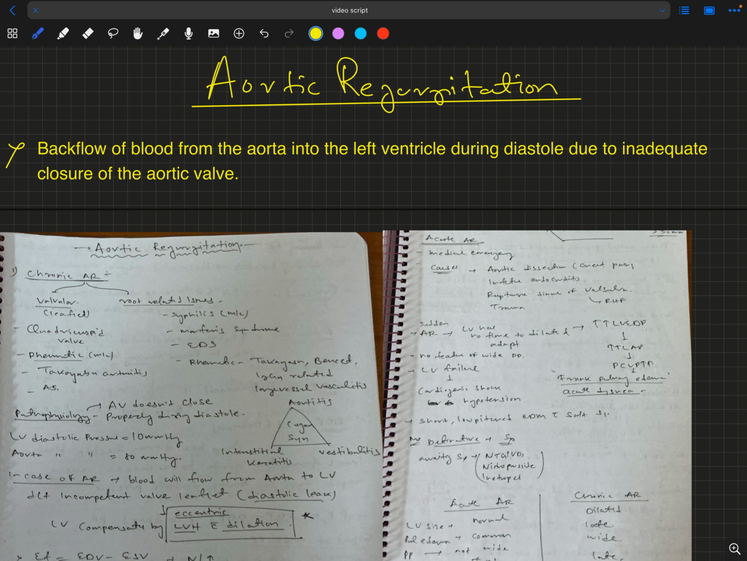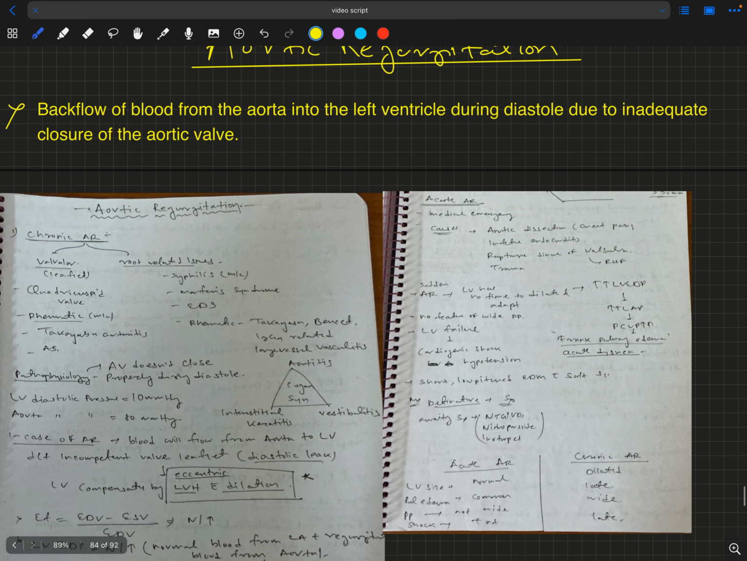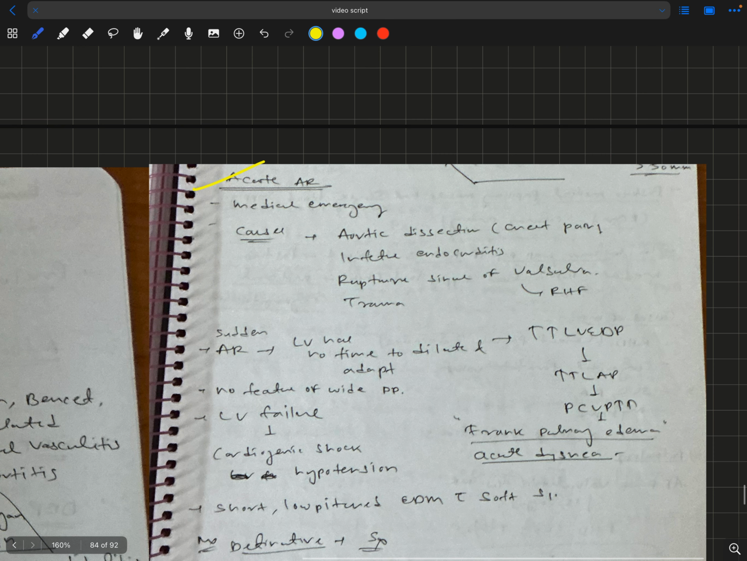Aortic regurgitation can be divided into acute AR or chronic AR. Acute AR is an acute presentation, a medical emergency. What are the causes of acute AR? One is aortic dissection, then infective endocarditis, rupture of the sinus of Valsalva, and trauma. These are the four conditions which can present as acute aortic regurgitation.